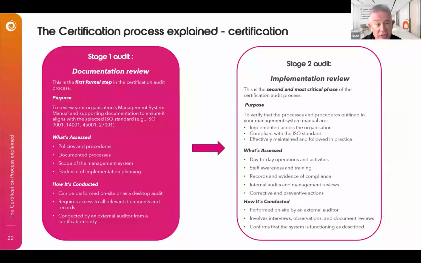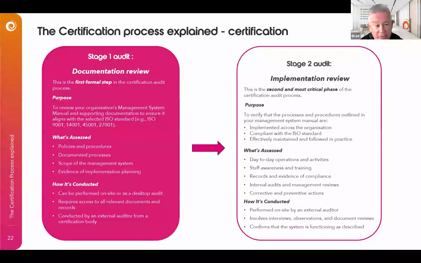So the certification process explained, and these are very busy slides, but I'll work through them and explain them a little bit more for you. So stage 1 is the first formal step in the certification audit process. And the purpose of the stage 1 audit is to review the management system manual and supporting documentation to make sure that it aligns with the selected ISO standards.